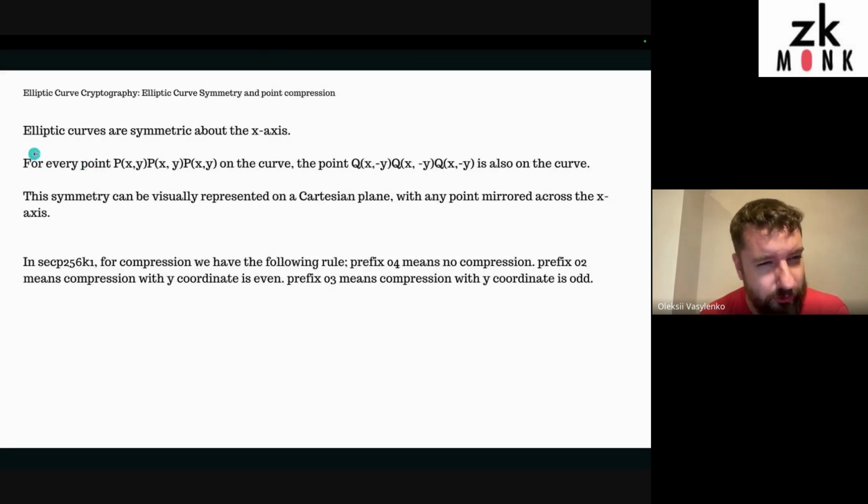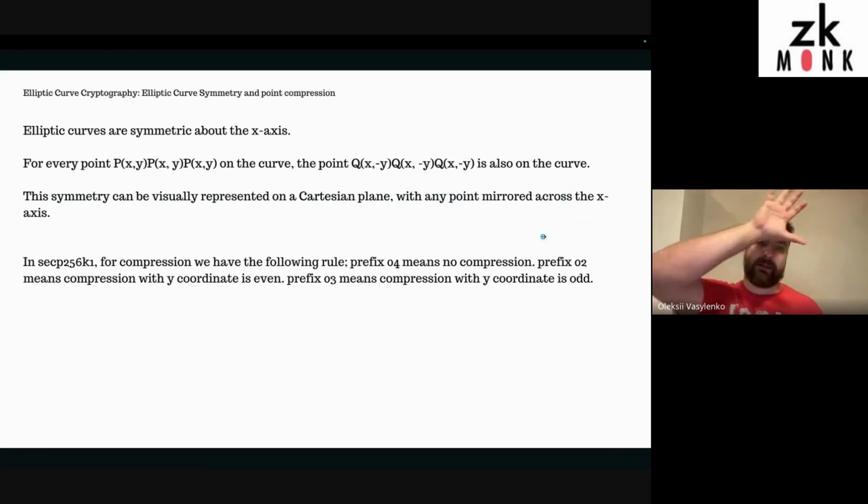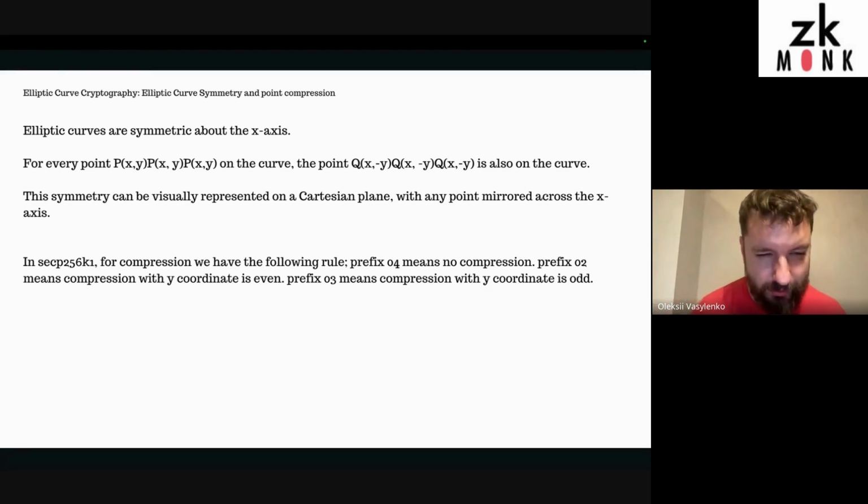Symmetry. Elliptic curves are symmetric about the x-axis. For every point on the curve, the negative point is also on the curve. This symmetry can be visually presented on a Cartesian plane with any point mirrored across the x-axis. So every point on the top will be symmetrically flipped to the bottom. This symmetry allows us some interesting things.